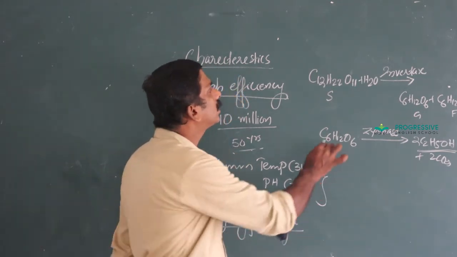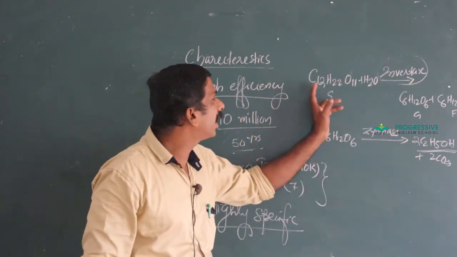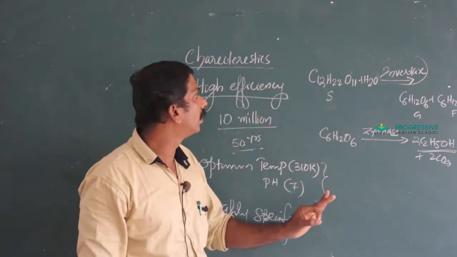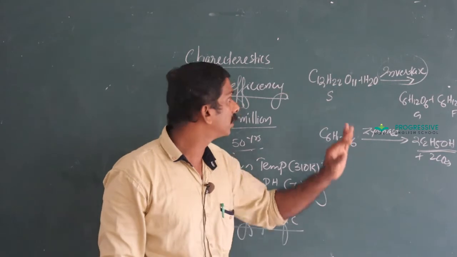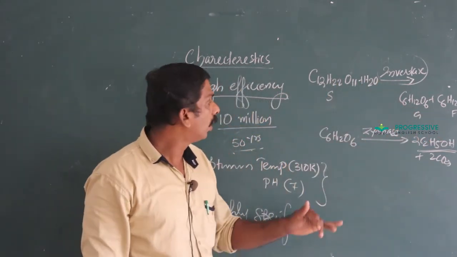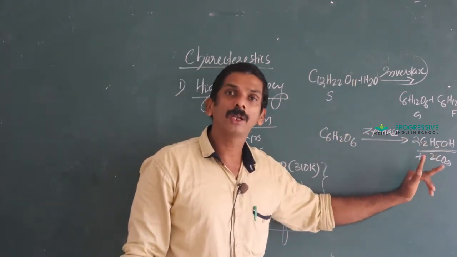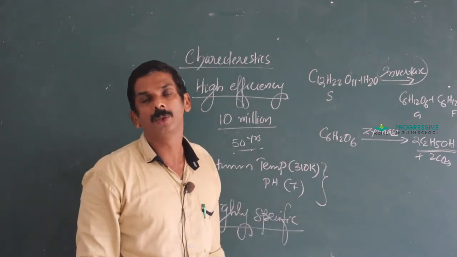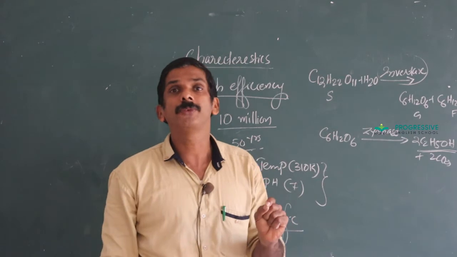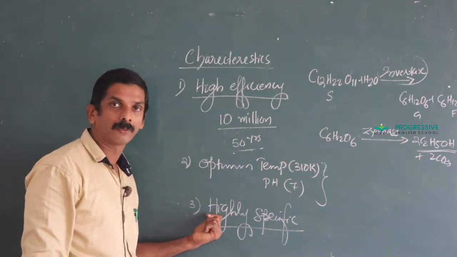If instead of invertase we use zymase, this reaction does not carry out. Only invertase can hydrolyze sucrose into glucose and fructose. Also, invertase is not able to convert this glucose into ethyl alcohol and carbon dioxide. Only zymase can do that. That reveals the specific action of enzymes. That is the third characteristic.